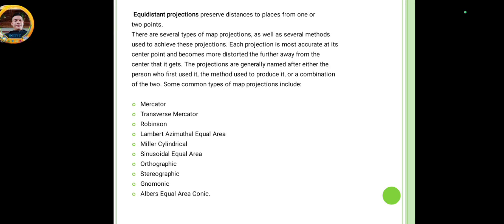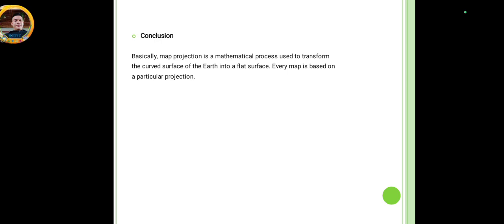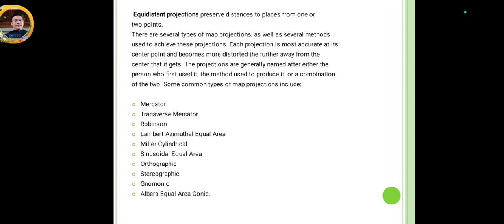Some common types of map projection include Mercator, Transverse Mercator, Vicson, and so on. So those are some common types of map projections.